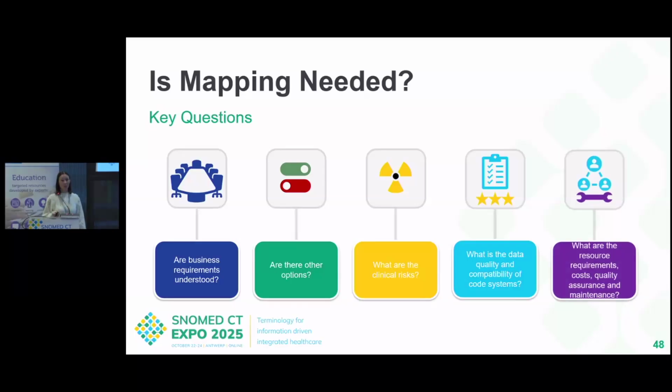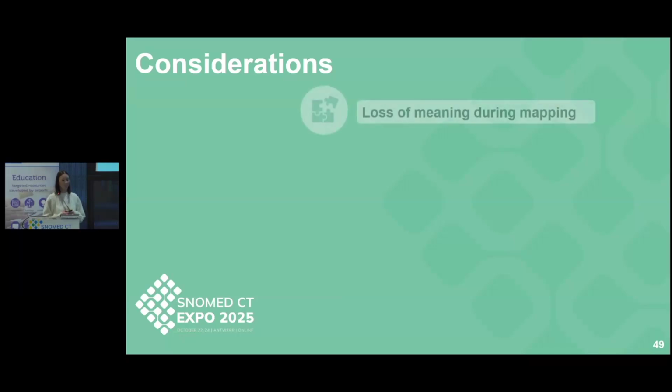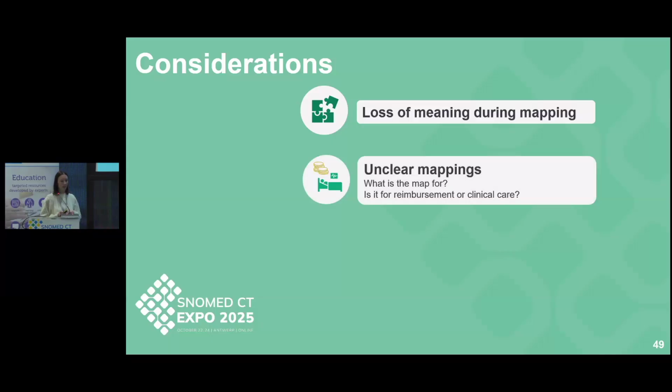And then also, what resources have you got available? That's often a key thing. What's the cost? What's the quality assurance? And are you going to be able to maintain the map that you're creating? So these are the key things that we always want to highlight. Loss of meaning during mapping: which way are you going? Is the clinical meaning still the same, and is it going to make a difference to patient care?